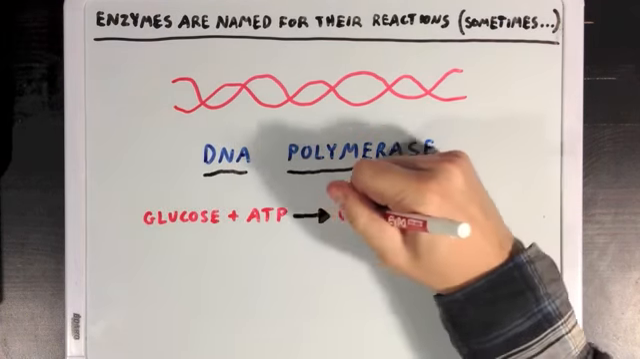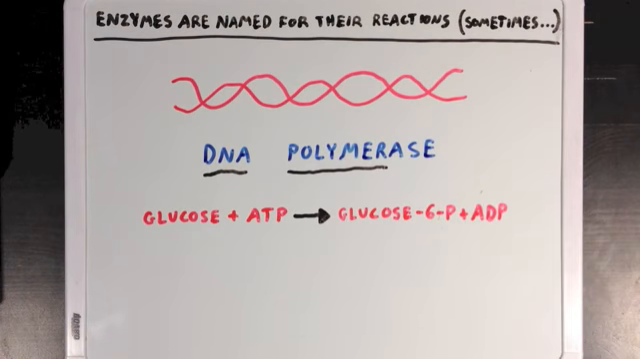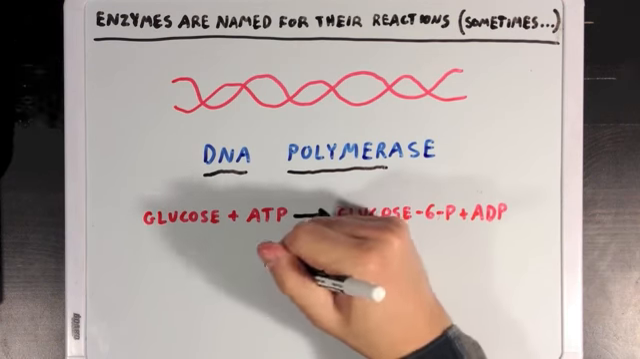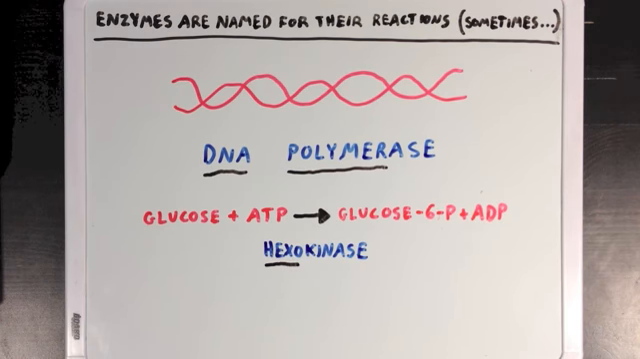Now, another great example is that the enzyme that catalyzes the first step of glycolysis, which you may remember is the reaction between glucose and ATP to form glucose 6-phosphate and ADP, is called hexokinase. And hexo refers to the number 6, which is a reference to glucose being a 6 carbon sugar, and kinase is a term referring to enzymes that add phosphate functional groups to different substrates. So overall, hexokinase adds phosphates to 6 carbon sugars like glucose.